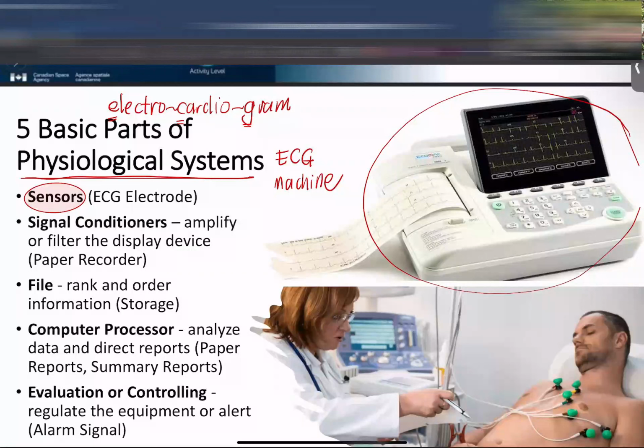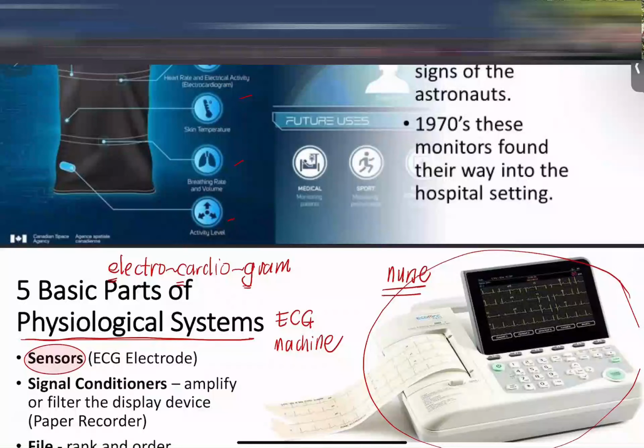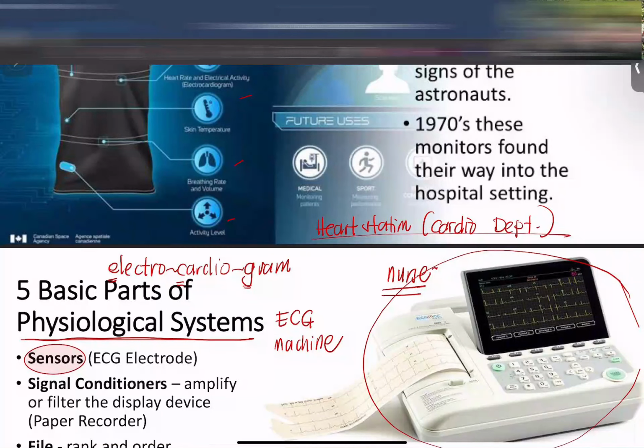Now, your ECG machine is an example of a physiological system. In the hospital setting, a nurse may need to do ECG. Okay? Depending sa policy ninyo, ano? Kasi class sa hospital, meron din tayong tinatawag na heart station or meron tayong tinatawag na cardio department. So class, depending on your hospital policy, it may be your heart station or your cardio department who would do the ECG. Class, sino po yung tao sa cardio department? Nurses din po. Nurses din po ang usual na tao in the cardio department.